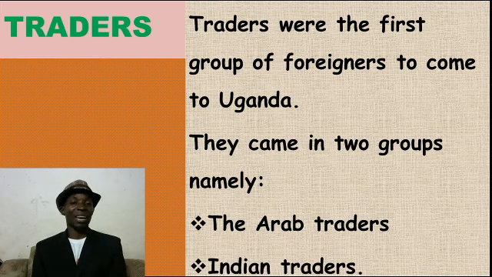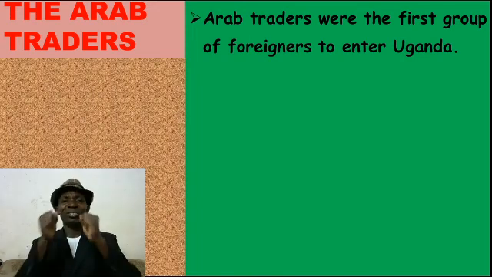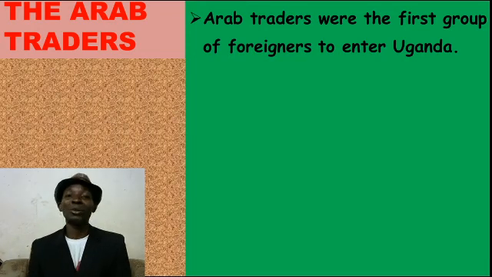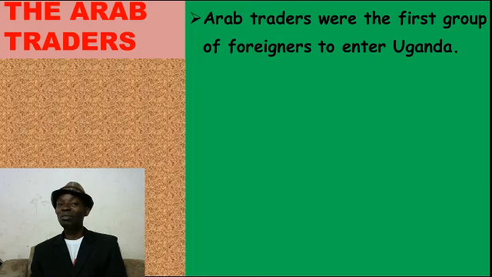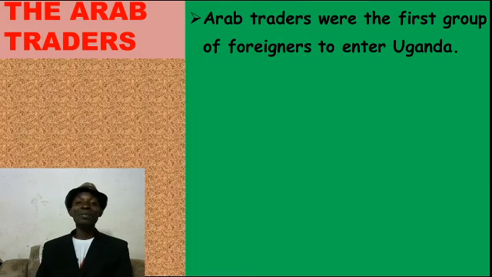We are looking at the traders now. They came in two groups: the Arab traders and the Indian traders. Now, skip a line and write the Arab traders. The Arab traders were the first group of foreigners to come to Uganda. Children, who were the first group of foreigners to come to Uganda? They were the Arab traders.